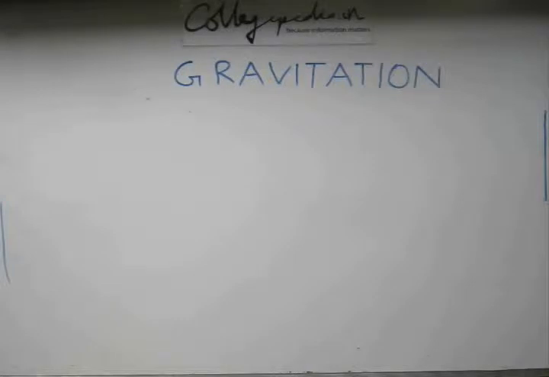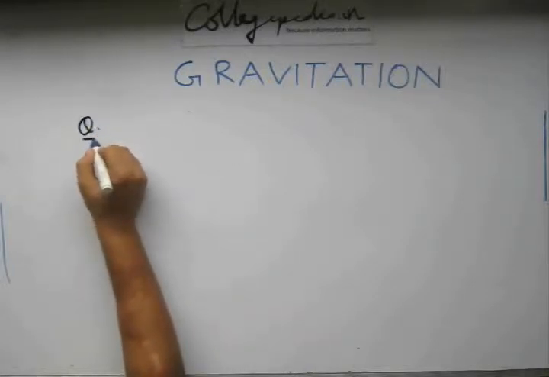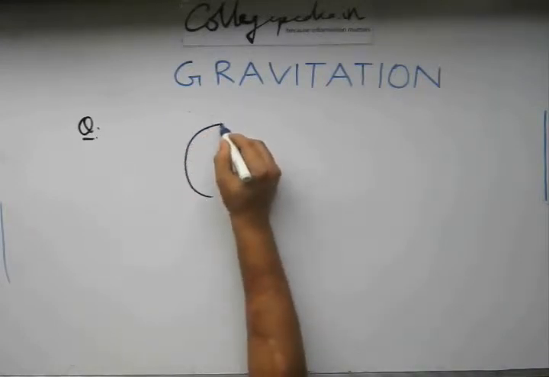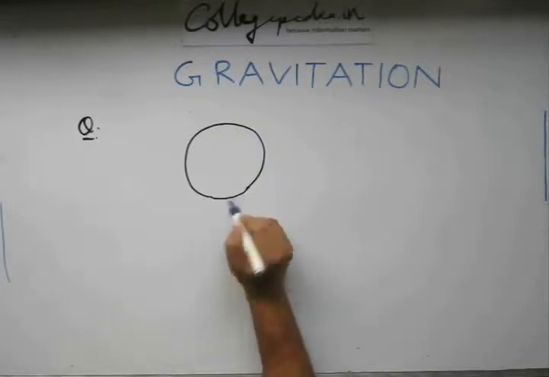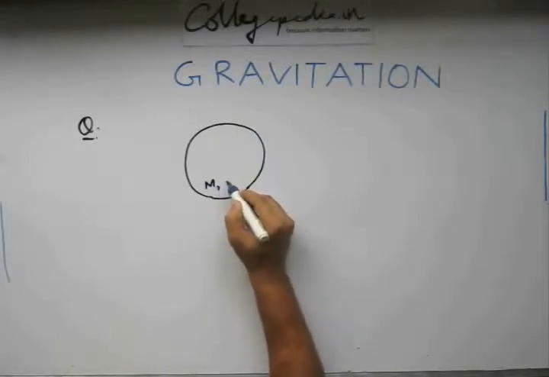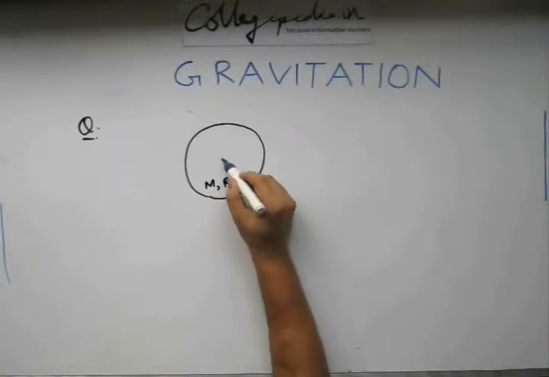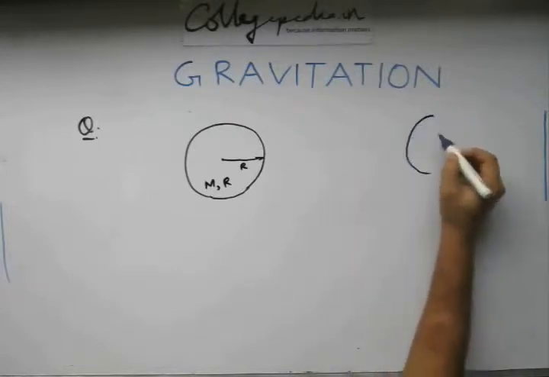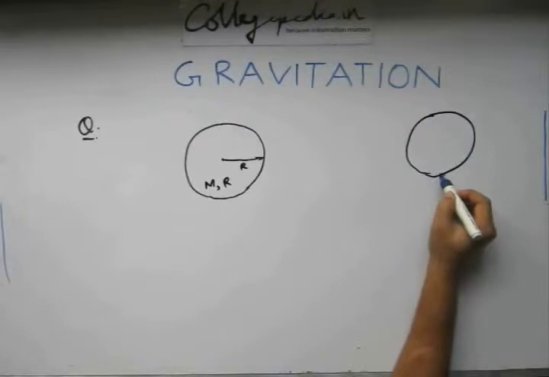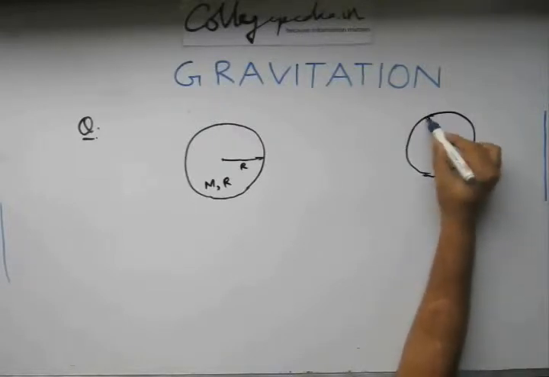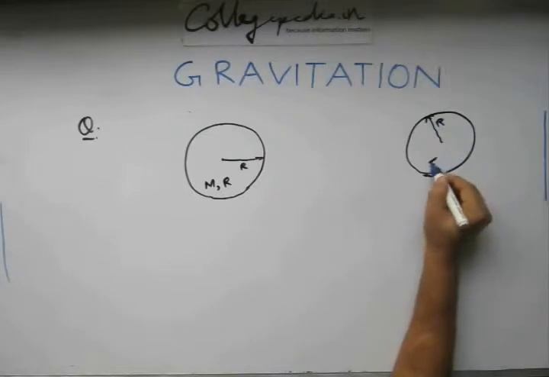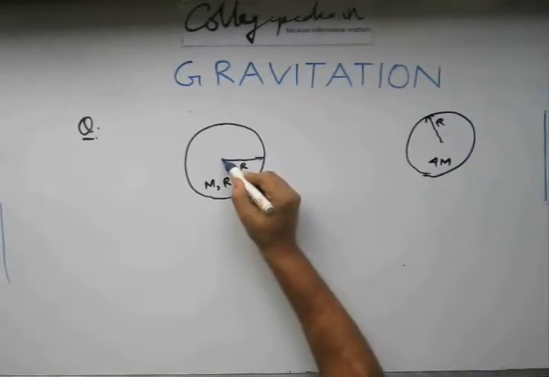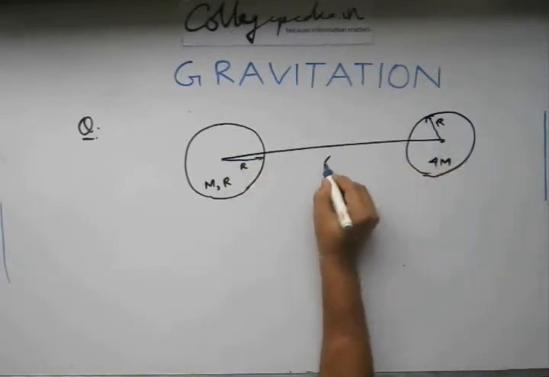Next, let us look at a problem. Say we have a body here of mass m and radius r. This is a spherical body. Another body of the same radius but of mass 4m is placed at a certain distance from it. The center to center distance of these two bodies is 6r.